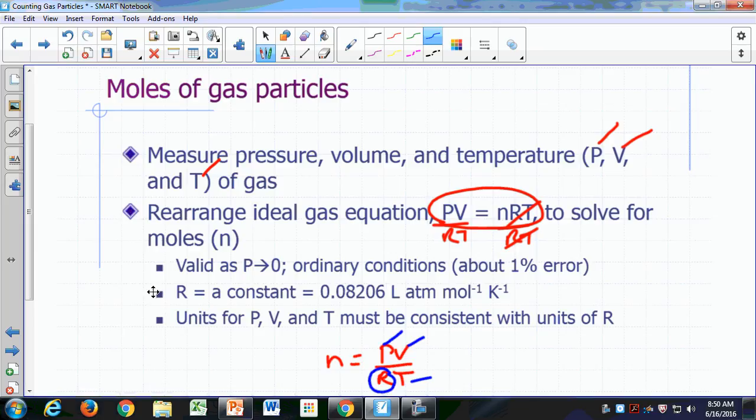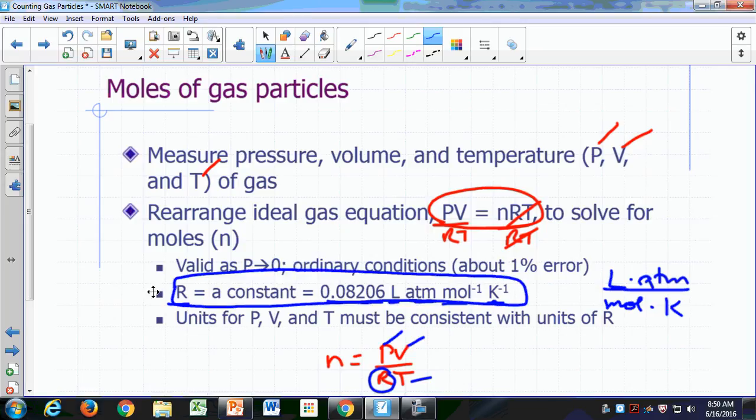R here is just a constant. It's known as the universal gas constant. And the value of R depends on what unit you're using for your pressure, volume, and temperature. So if you're using liters for your volume, atmospheres for your pressure, and Kelvin for your temperature, then the value of R is 0.08206 liter times atmosphere per mole per Kelvin. Or you can write that as liters times atmosphere over mole times Kelvin. That's another way of writing that unit. This is a good number to memorize because you're going to encounter it a lot.